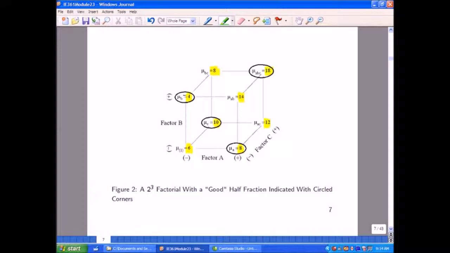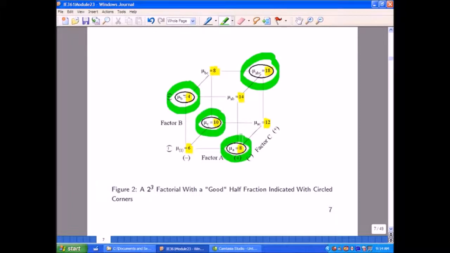What I want to think about is a fractional factorial situation where I don't collect data from all 8 of those corners, but only from this corner, this one, and that one. Now, as it turns out, that is a good way to choose 4 out of 8 corners.